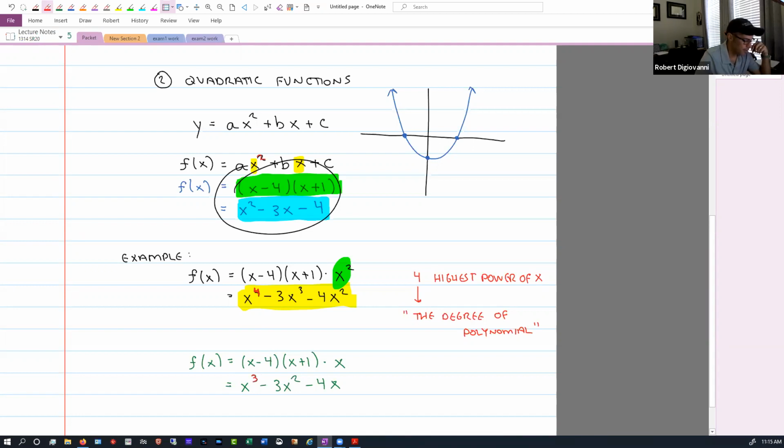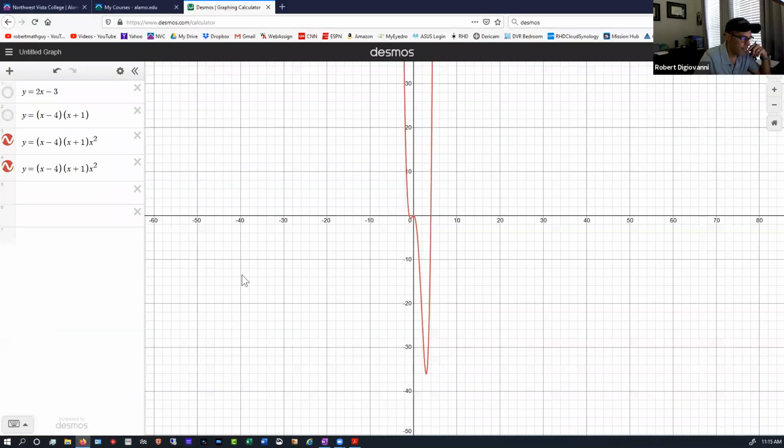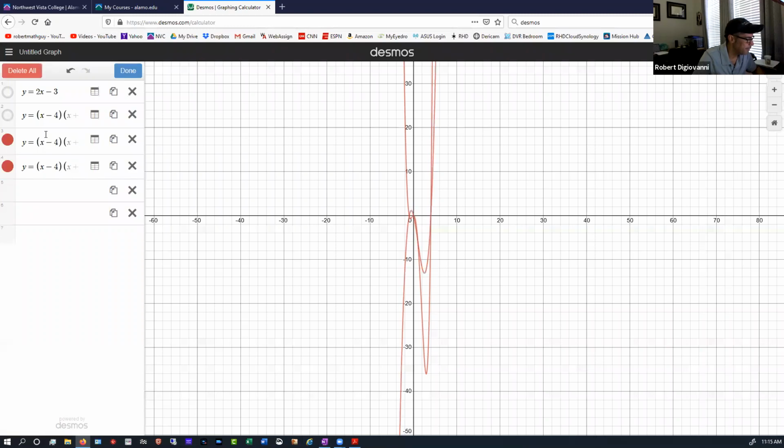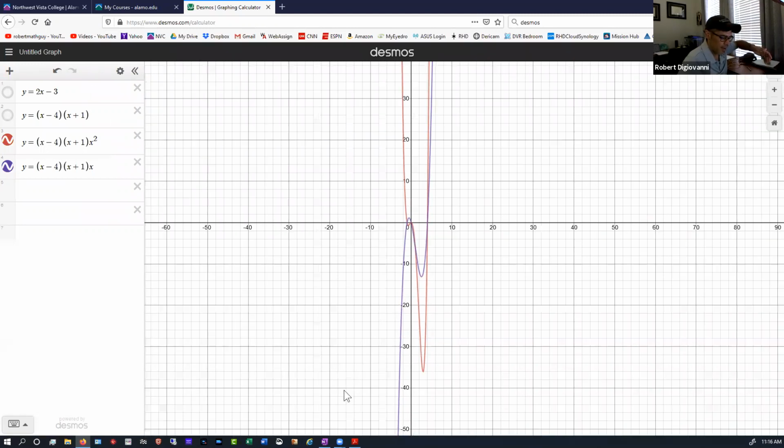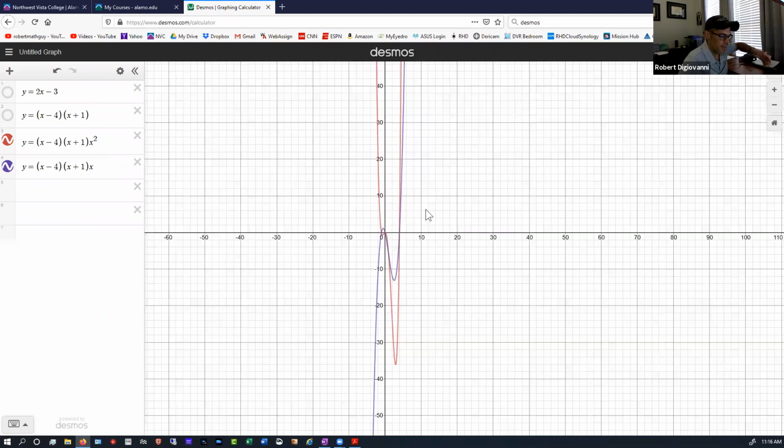So let's go take a look and see what it looks like. So I'm going to take this and change that to just x. And let me see if I can change the color again. Let's make this one purple. Done. Okay, so do you see the purple one? It doesn't look a whole lot like the red one. Things have changed. It looks like this left side just goes down and down and down, right? And the right side seems like it's going up.